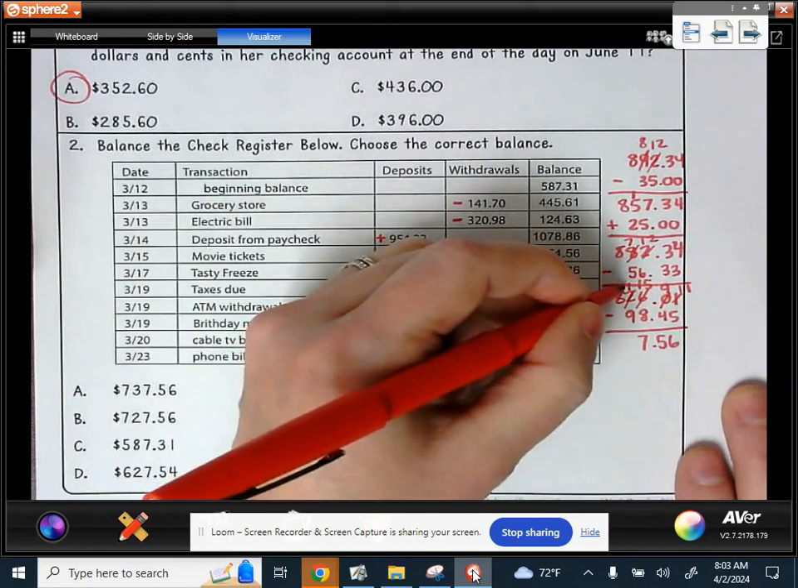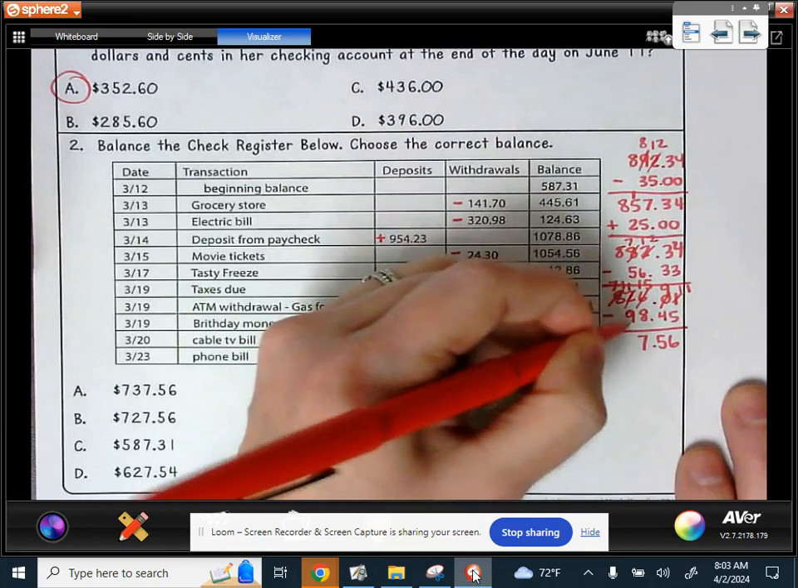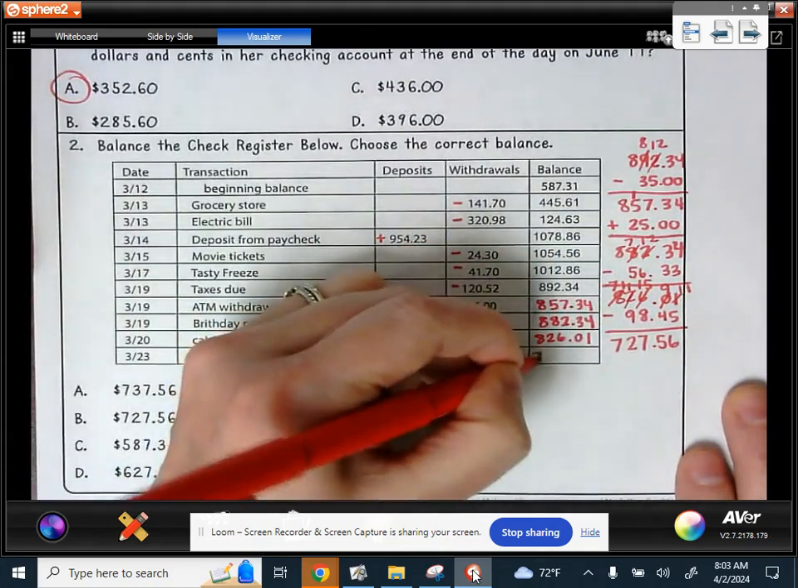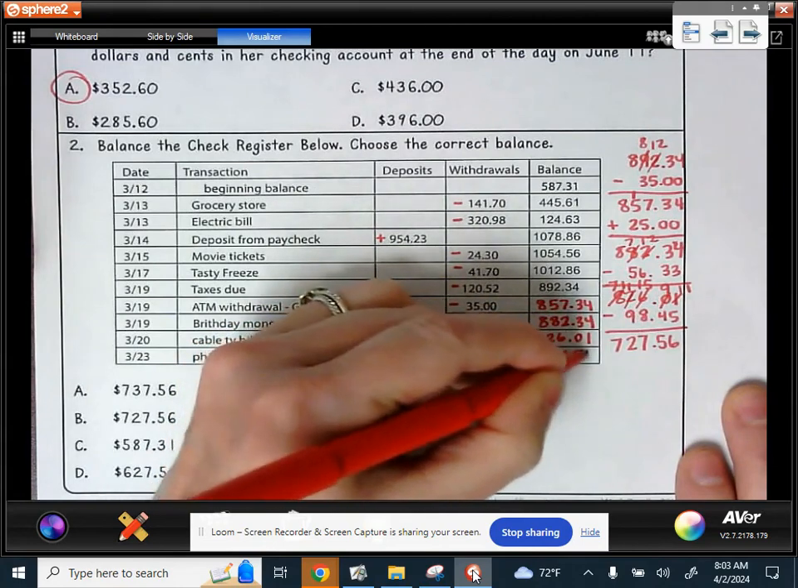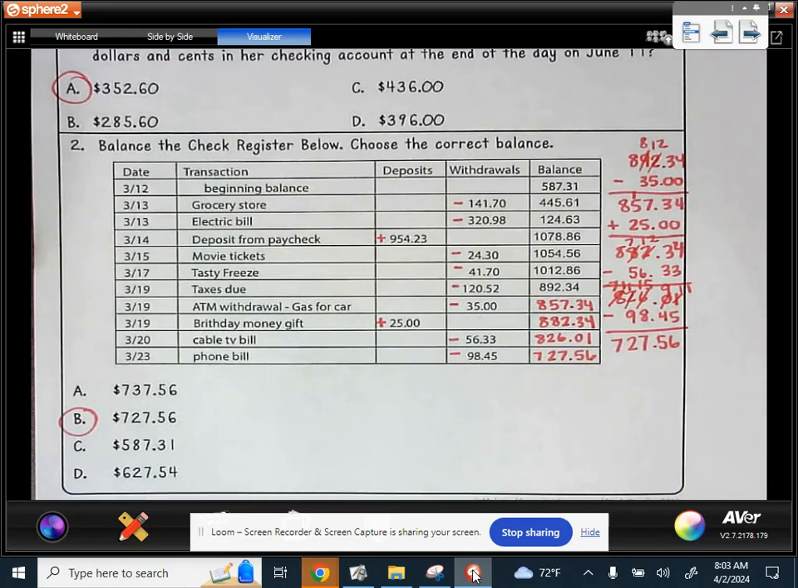Can't take 9 away from 1, so a lot of borrowing in this problem. That becomes a 7. 11 minus 9 is 2. 7 minus 0 is 7. So we end up with $727.56, which is answer choice B.